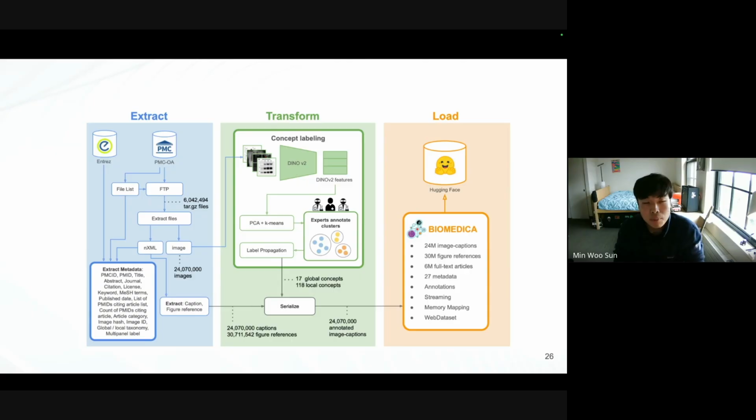And so this is a bird's eye view of the data pipeline, where we start from PubMed Central, where the raw files exist, and we extract 6 million articles worth of data. From there, we get 24 million image caption pairs and associated metadata. We do some additional preprocessing and transformation for quality for the images, and ultimately we have it uploaded to Hugging Face.